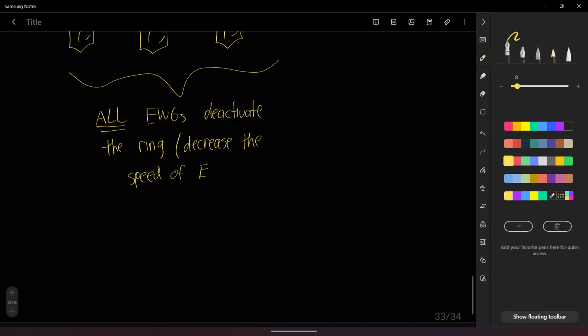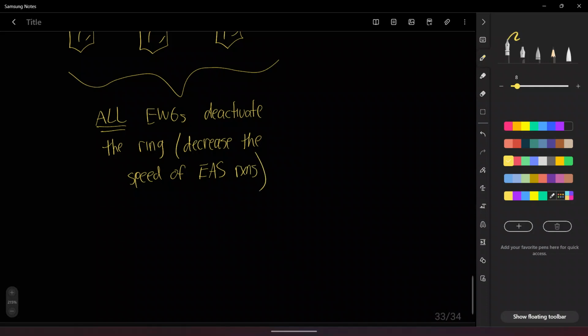Okay, and again, it should make sense to you. EAS reactions rely on benzene's ability to be a nucleophile. Nucleophiles need electrons. So if I'm taking electrons away from benzene, I am deactivating it. I'm decreasing its ability to perform EAS reactions.